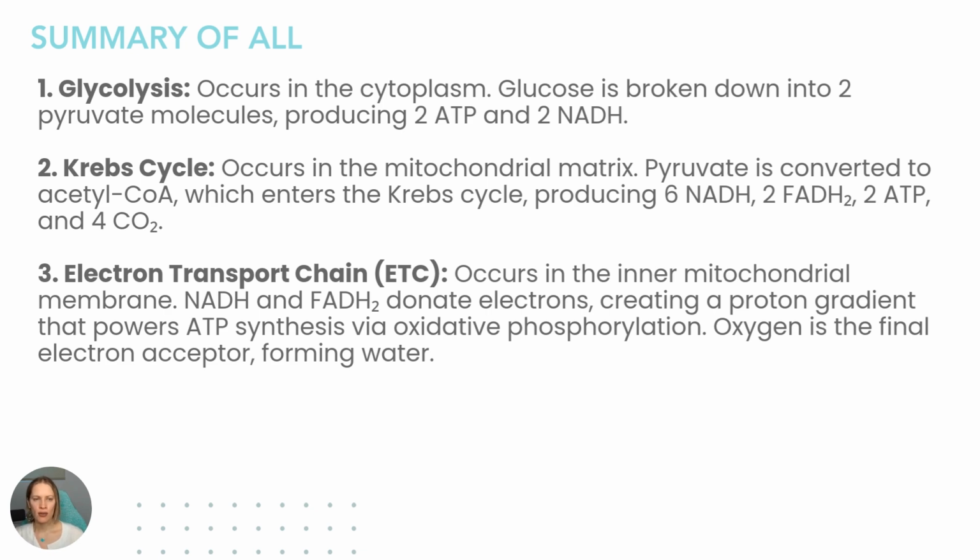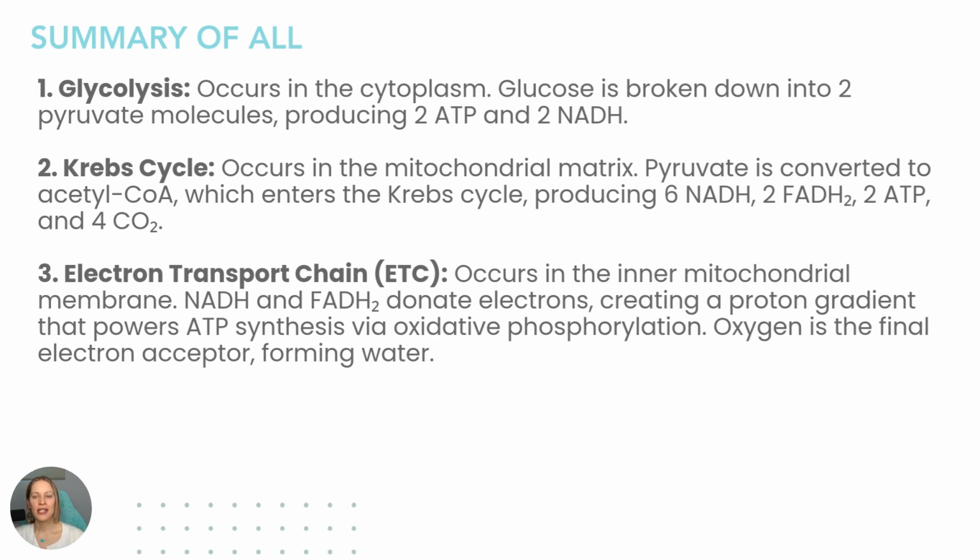But then what is the Krebs cycle? This is where the pyruvate is converted into acetyl-CoA, which then enters the Krebs cycle, producing 6 NADH, 2 FADH2, 2 ATP, and 4 CO2. So glycolysis is the 2 ATP and 2 NADH. The Krebs cycle is 6 NADH, 2 FADH2, 2 ATP, and 4 CO2.